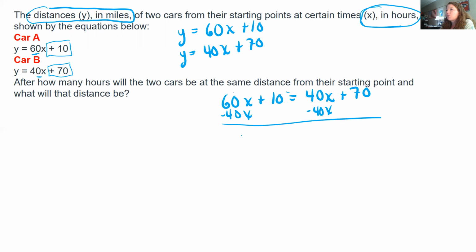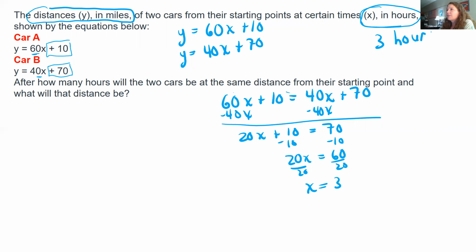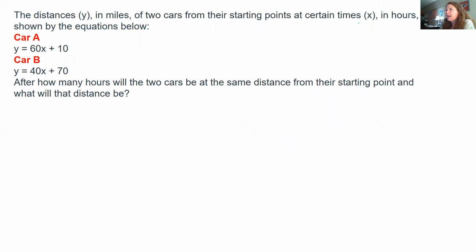So we have 20x plus 10 equals 70. I'm going to subtract 10 from both sides. So I have 20x equals 60. And when I divide by 20, I have the hours: 3 hours. So in 3 hours, what will the distance be?